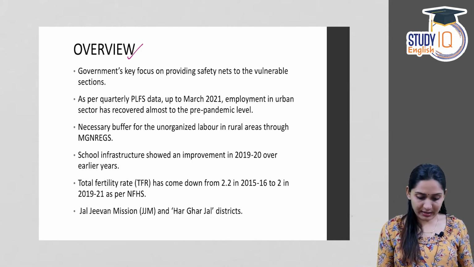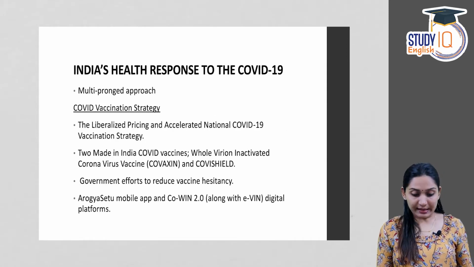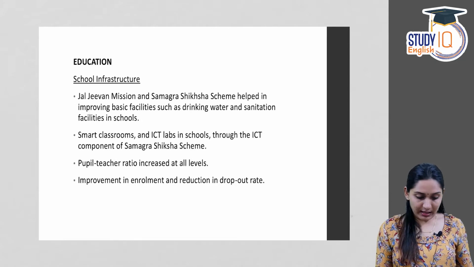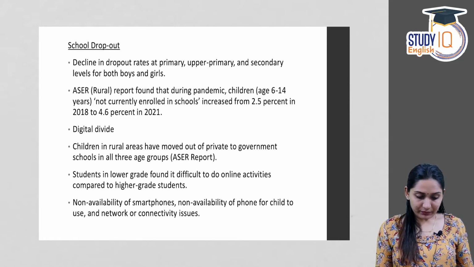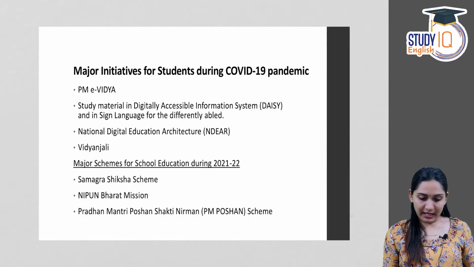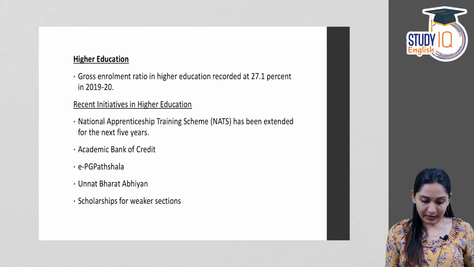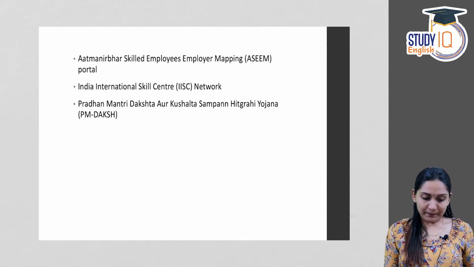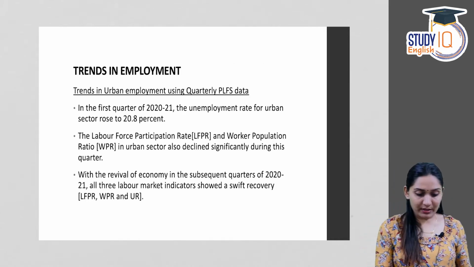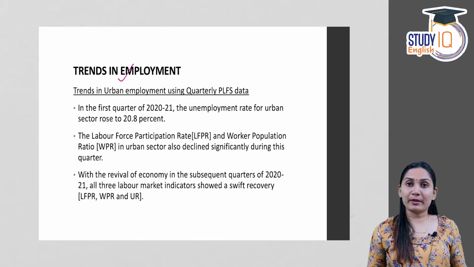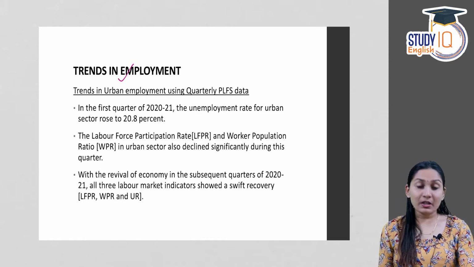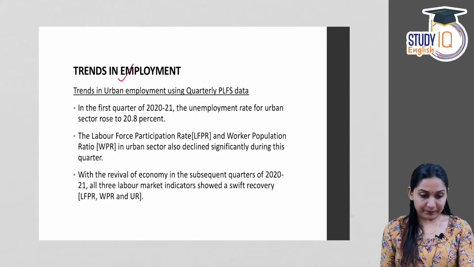We have already discussed the overview, India's health response to COVID-19, trends in social sector expenditure, then educational sector. We discussed about major initiatives for students during COVID-19 pandemic. Then we discussed about higher education, skill development, trends in employment. That is the next topic. So next is trends in employment. What are the different trends seen in the employment sector in the country?